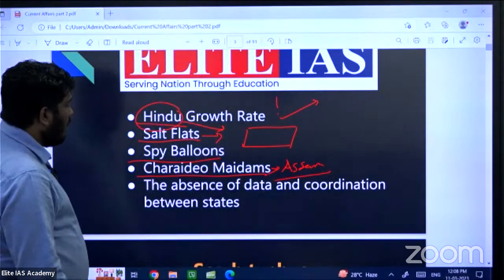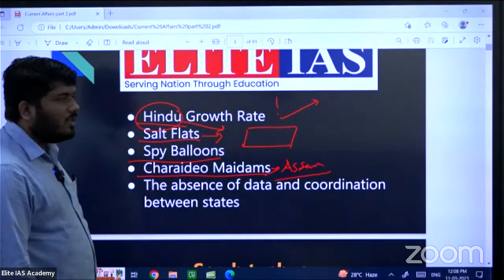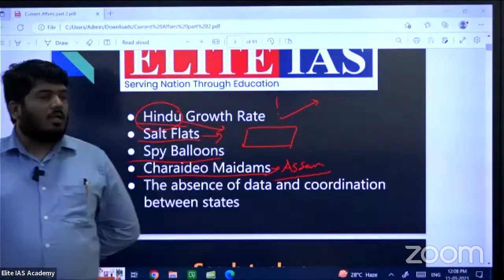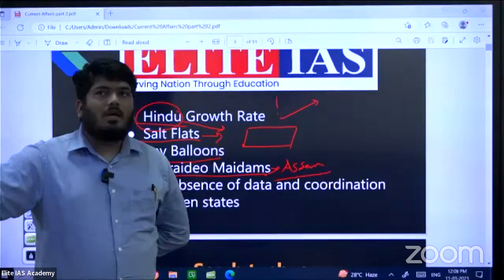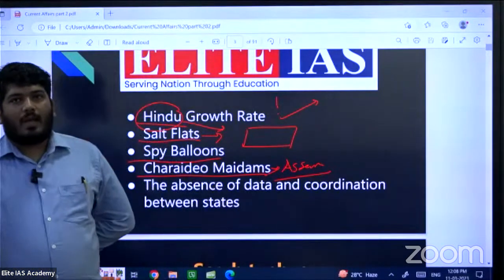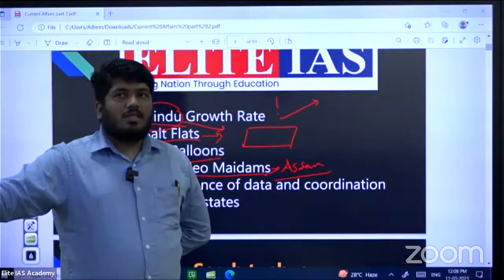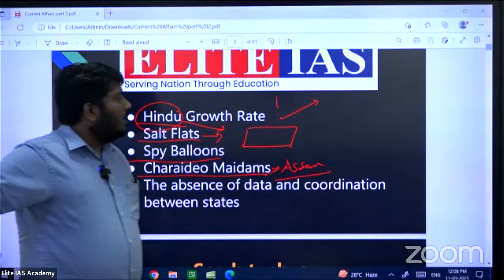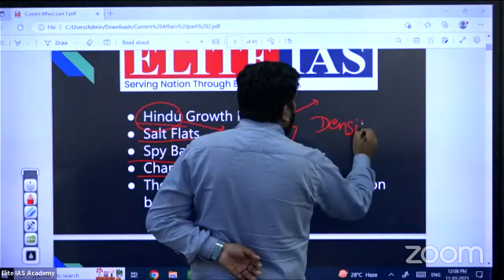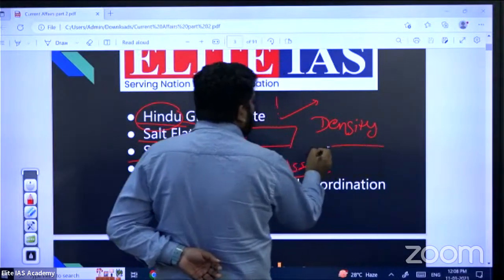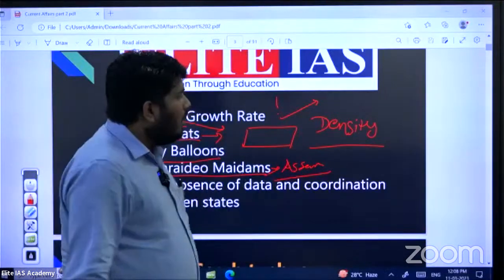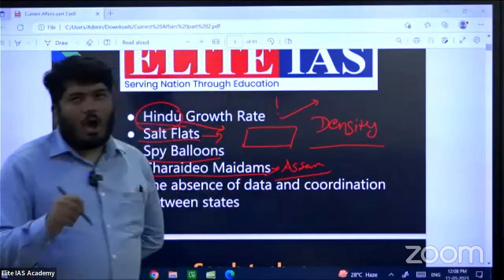Next topic is about migration, the absence of data and coordination between states. It is related to how migration is impacting, and it is important for mains also. In mains, they are going to ask what is the cause of migration, what is the solution to migration, and how urban cities are affected. You know that the density of Delhi is very high. Why? Because of migration. And which states are responsible for this migration? Entirely we cannot hold the states responsible for migration.